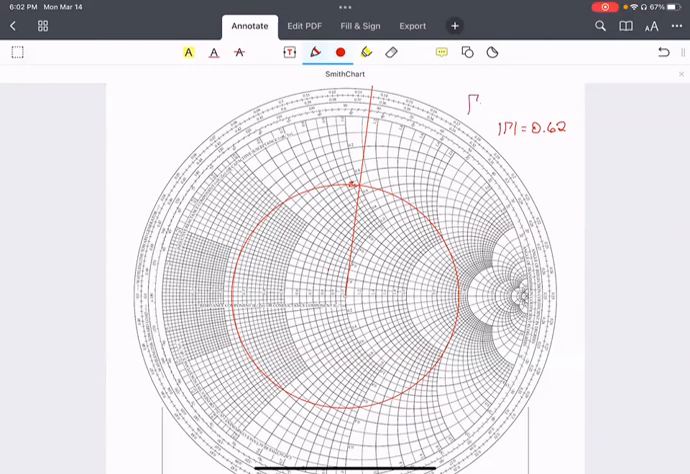Gamma has a magnitude and it has an angle. So we need the angle of the reflection coefficient. I want you to try to figure out what it is. I'll give you a second, look at it, see if you can come up with a number for what the angle of the reflection coefficient is.